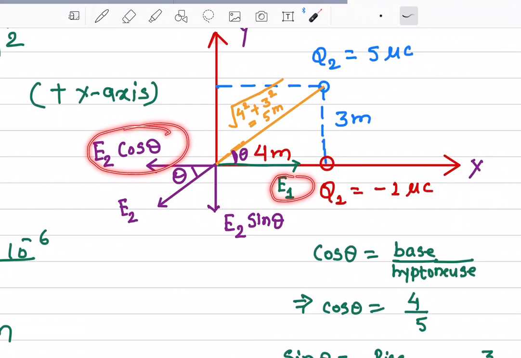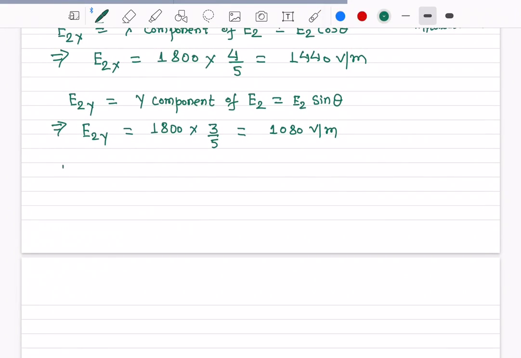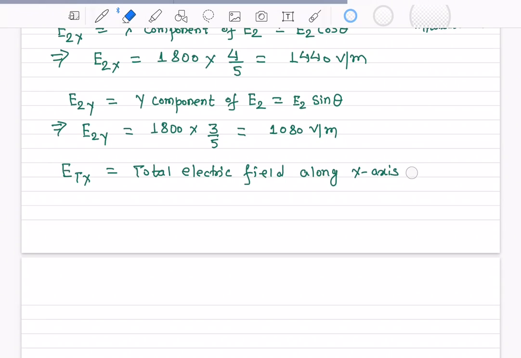Okay, now let's take a look at this diagram here. Along the x-axis, we have two components. The one is E1, the other is E2 cosine theta, and they are in opposite direction. But along the y-axis, we have only one component, which is E2 sine theta. So let's find out the total electric field component along x-axis. ETX. What does the ETX mean? Total electric field along x-axis.